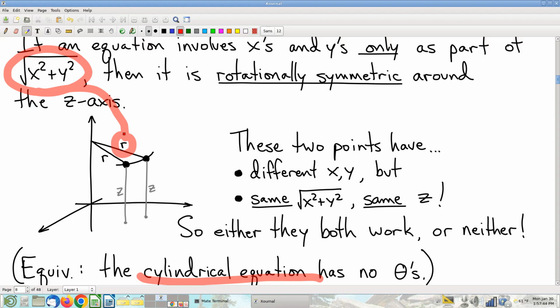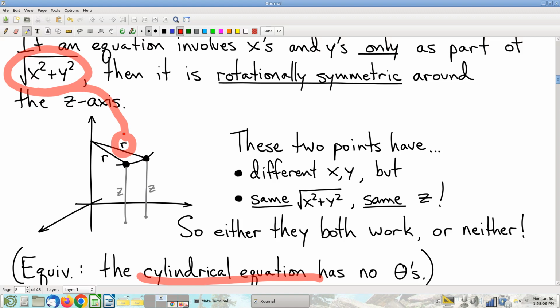So if this is the only way that x and y show up, then wherever I see x or y, I'm also going to be seeing exactly this, which I can just rewrite as r. The only other variables left in the equation are z. Z is a cylindrical coordinate too, so I just leave the z's, and no thetas would have showed up.